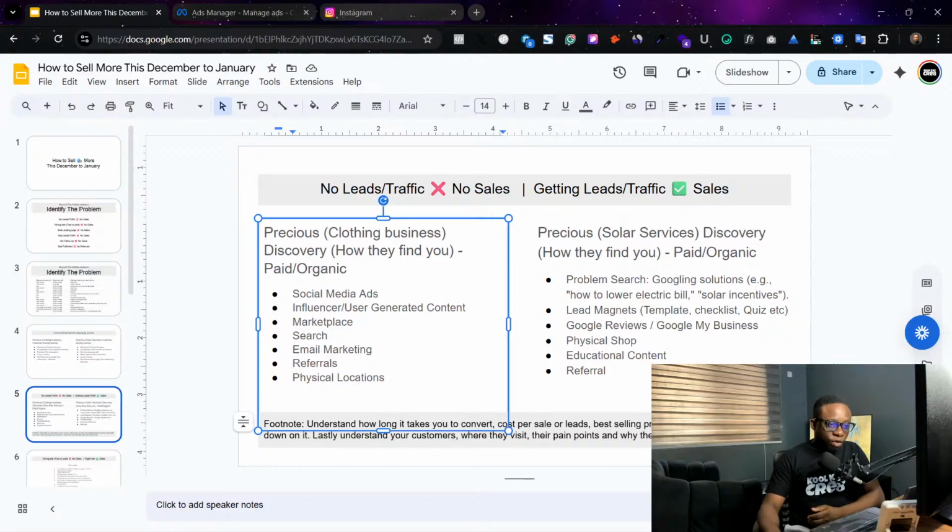So, let's continue. Now I was on UGC. To get leads, you can use user generated content. That means using an influencer or someone that has bought the product before to create content for you, right? This is for e-commerce business, and it is one of the best ways to get your ads out there.